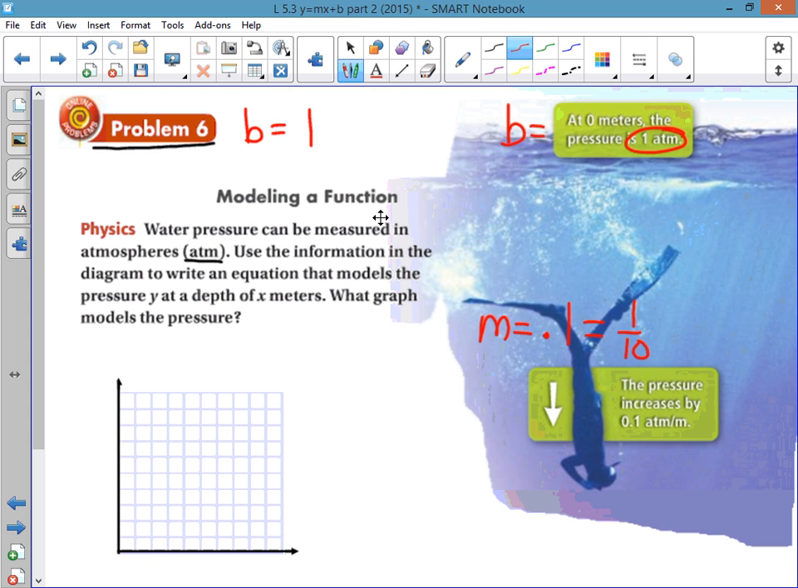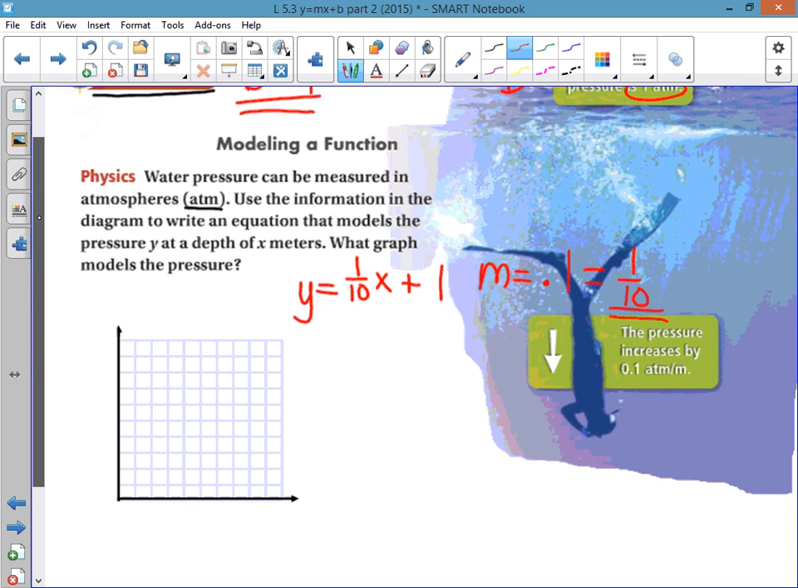So because I know what my beginning point is, and because I know what my rate of change or slope is, I can write an equation that looks like this. y equals mx plus b, with m equal to 1/10 and b equal to 1. And that's it.